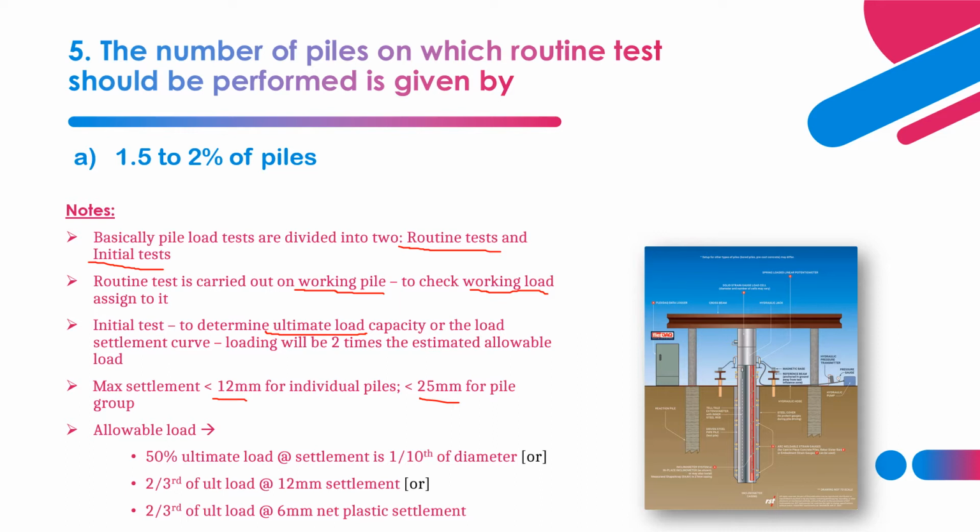And what is the allowable load for a pile load test? 50% of ultimate load at which settlement is 1/10th of the diameter, or 2/3 of ultimate load at which 12 mm settlement happens, or 2/3 of ultimate load at which 6 mm net plastic settlement happens. So this is how we have to calculate the allowable load in case of pile load test. These are some basic important points regarding pile load test. Now let's move on to the sixth question.